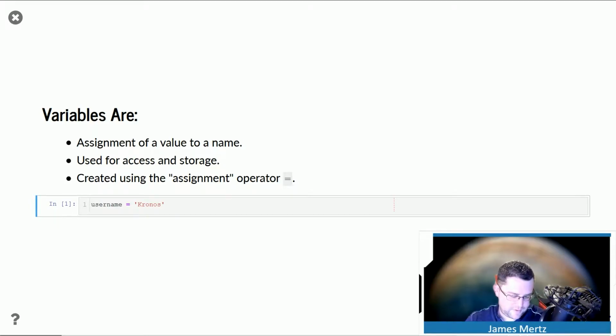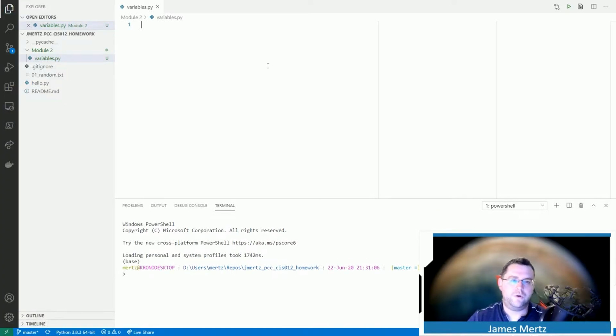So here I've got this example of username being set to Chronos. So let's just do that. I'm going to create in my file, I'm going to say username is equal to Chronos, just like that. And that's it. That's all you have to do. You have now created a variable. We can come up with another one.